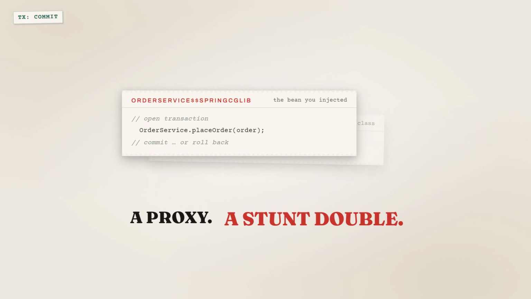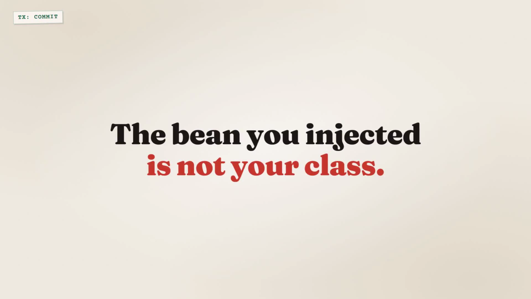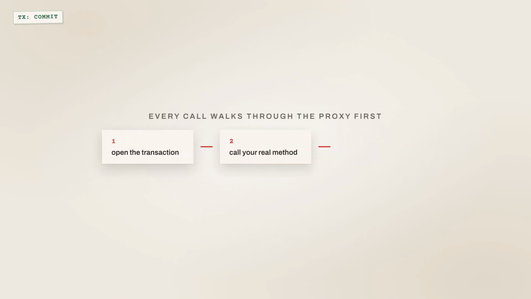And every single call has to walk through it first. Open the transaction, call the real method, commit or rollback. The bean you injected is not your class, it is a wrapper around your class. And once you see that, every strange transactional bug you have ever hit suddenly explains itself.